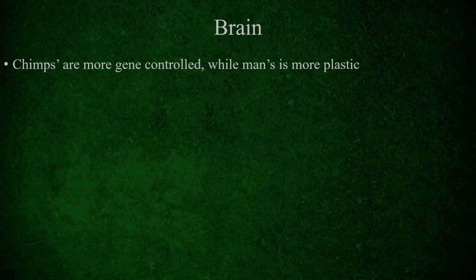Now, when it comes to the brain, chimps' brains are a lot more gene controlled, while humans are more plastic. So what this means is that the basis of chimp brain functions are mainly just their genes, what their genes encode for and what those things that they encode for do, like the proteins that they encode for. But humans, on the other hand, unlike chimps, our brain functions are mostly based on adapting to our external environment. It has much less to do with what genes we have and what they encode for, what proteins they make.